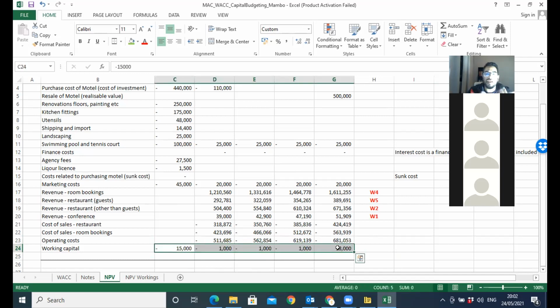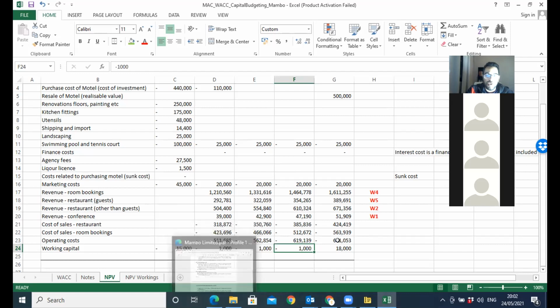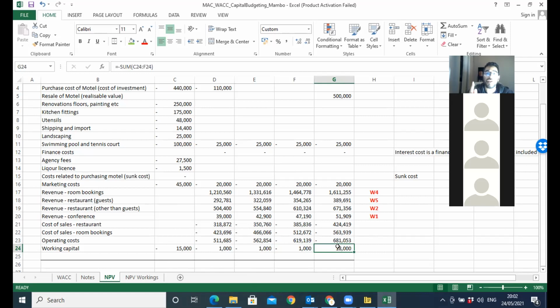That's what you want. So why do we show it? Because remember, time value of money is the issue over here. 18,000 in 4 years' time is not the same as 15,000 today, 1,000 in year 1, 1,000 in year 2, 1,000 in year 3. It's not the same, and that is why we need to show the amounts. So that's a typical thing. They're not going to tell you that in the last year you must get back the working capital. They're never going to tell you that. They expect you to know.